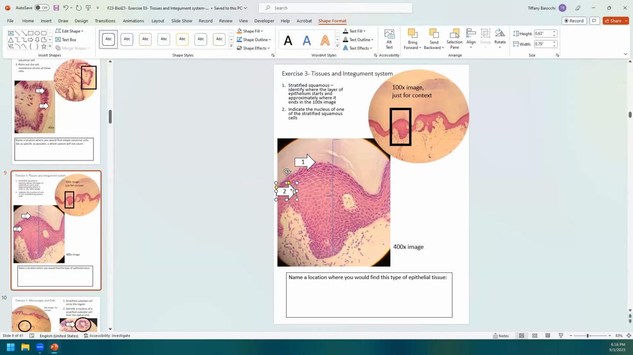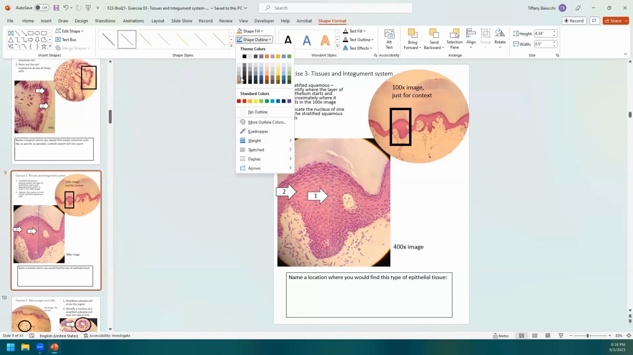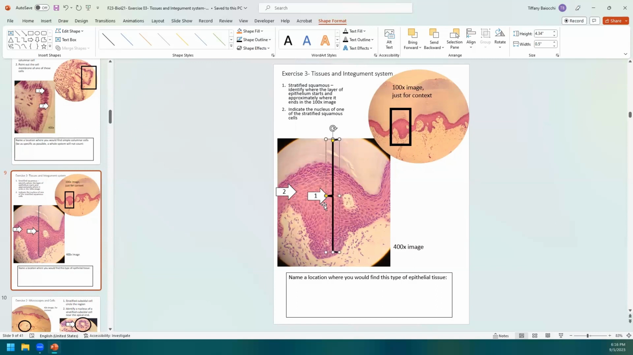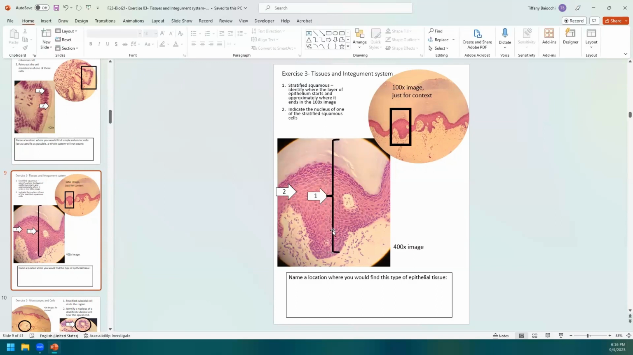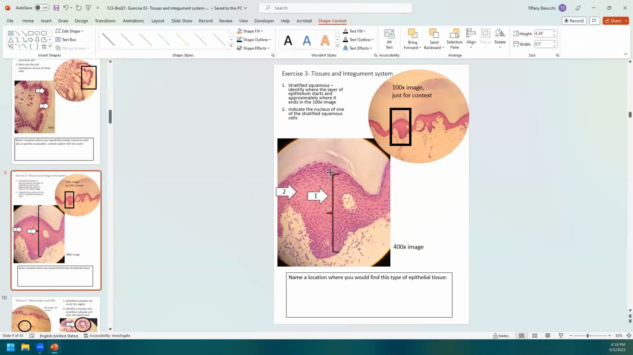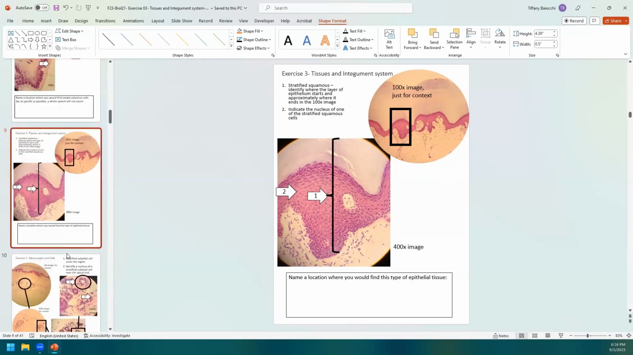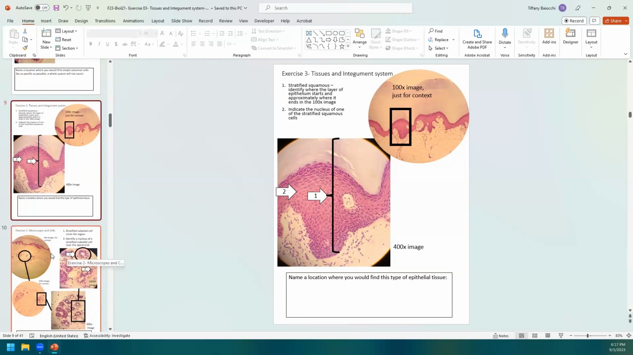You can also use the arrows on your keyboard to move these arrows around. Again, I'm just going to take this bracket and make it darker and thicker in weight. And there we go, where it starts to where it ends for this particular level. Or if you were to tell me that it starts here, I would also accept that, since it's a little unclear that these are actually cells up top. So that is stratified squamous.